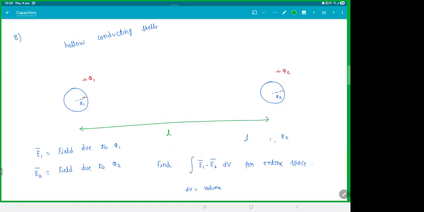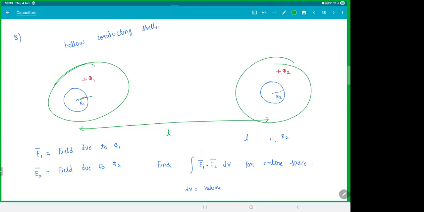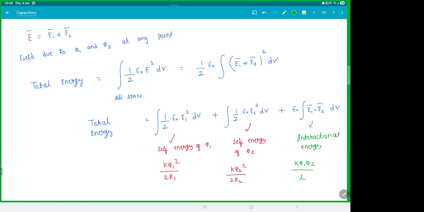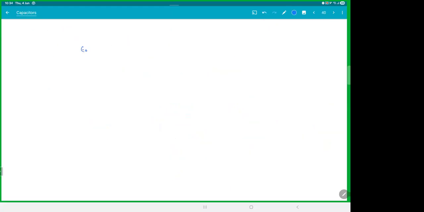So the total energy of the system is your own self energy and the interaction between them, isn't it? There are only three parts for the energy. We can clearly see the first part is giving self energy, the second part is giving self energy. Then we can argue this part must give you the interaction energy, and there's no other option. Are you clear with this? And then we will say epsilon integral E1 bar dot E2 bar dV is K Q1 Q2 by L. That is how you get it from the mathematical term.